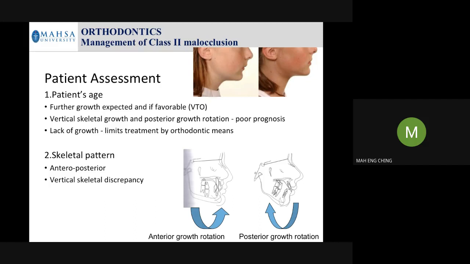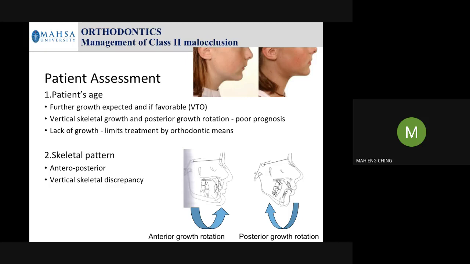And the third one is the lack of growth, so limited treatment by orthodontic means. If they are not growing anymore, they are an adult patient, and there's very limited treatment we can do orthodontically, then usually it ends up with extraction, usually extraction of the upper fours, to push the upper incisors backward. So if they are still growing, there are so many things we can do. We can do growth modification treatment using a myofunctional appliance or the twin block, or sometimes what we call the headgear, to modify the growth pattern.